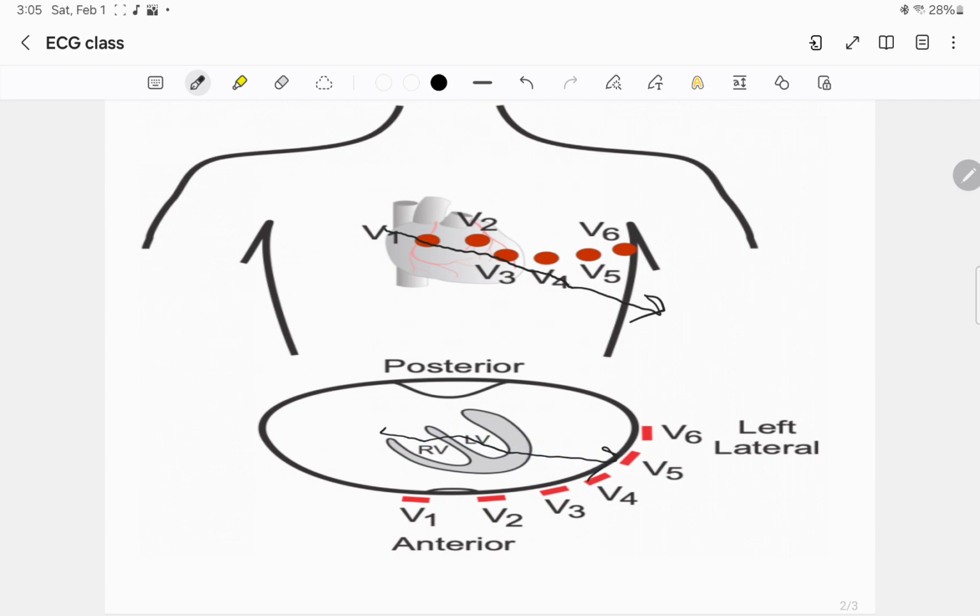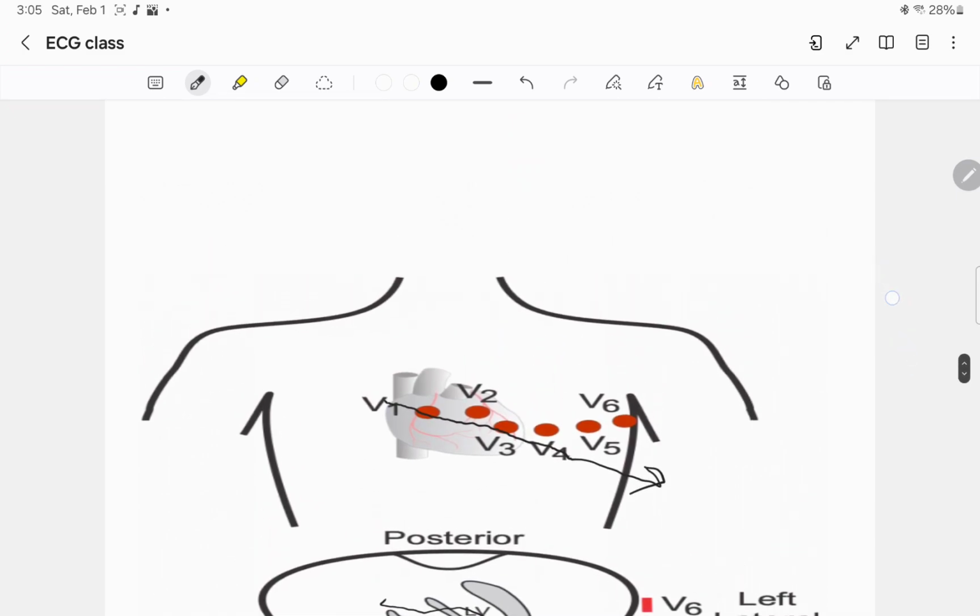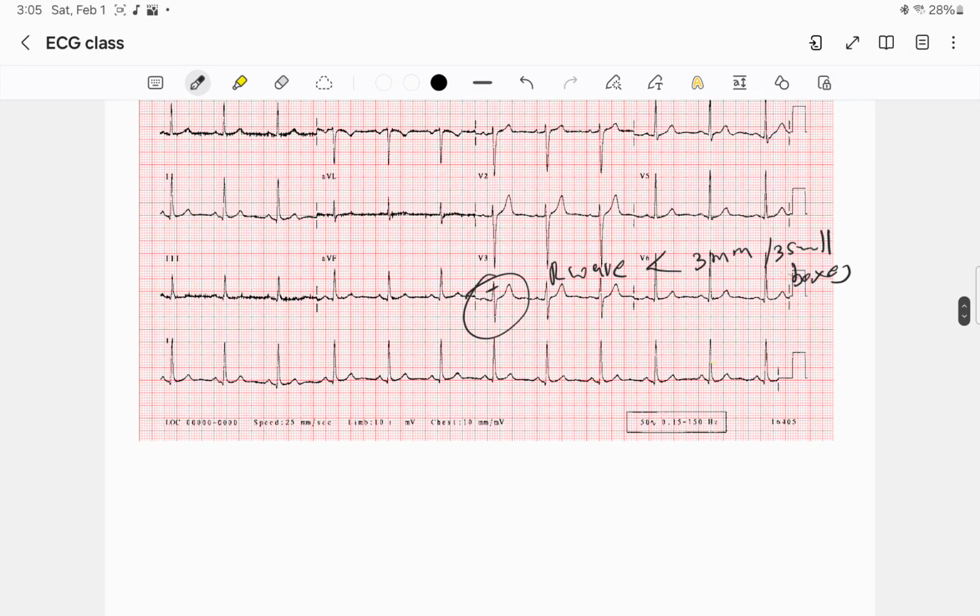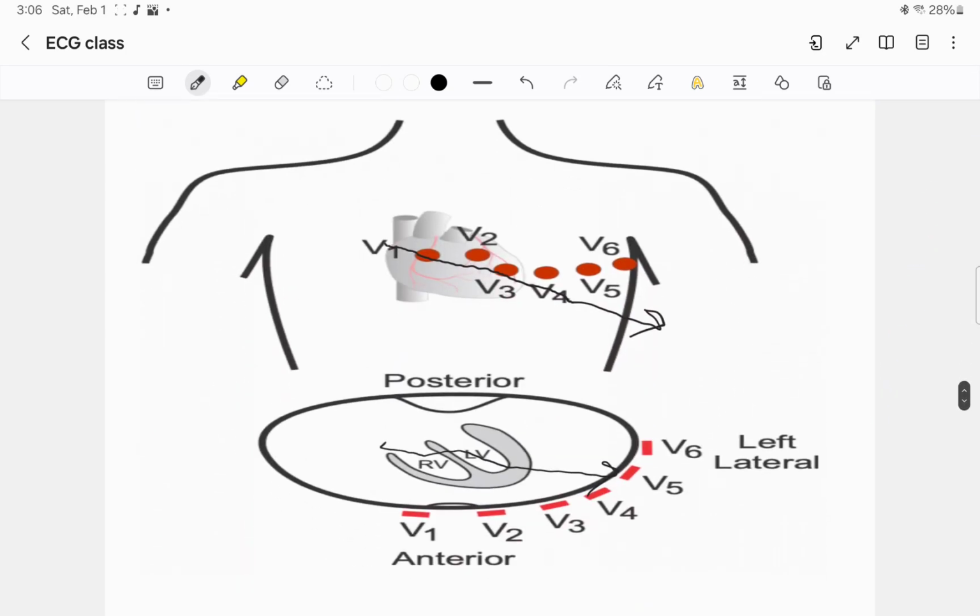So what we're saying is, even though the impulse starts way on the right, and initially it will be going towards these leads like V1 and V2, by the end of this vector, it's actually going away from these right-sided leads. And that's at least part of why you would get an initial R wave in these leads and then a big S wave. Because remember, negative deflections mean that the impulse is going away from the lead. So that's what's happening right here.